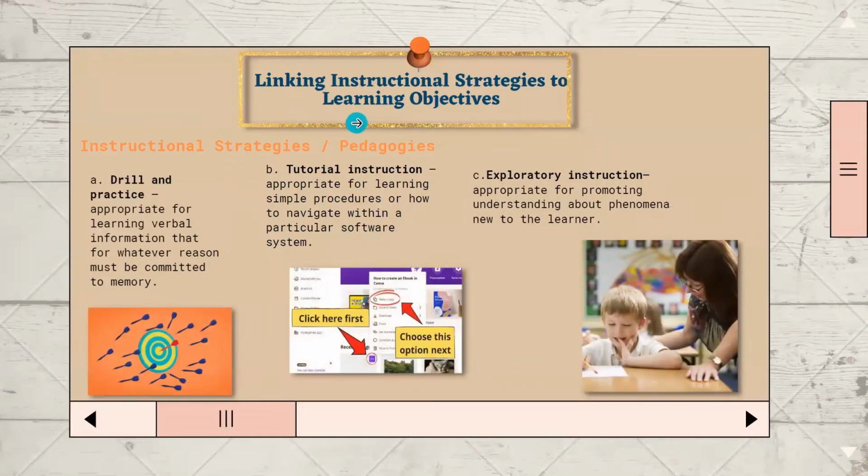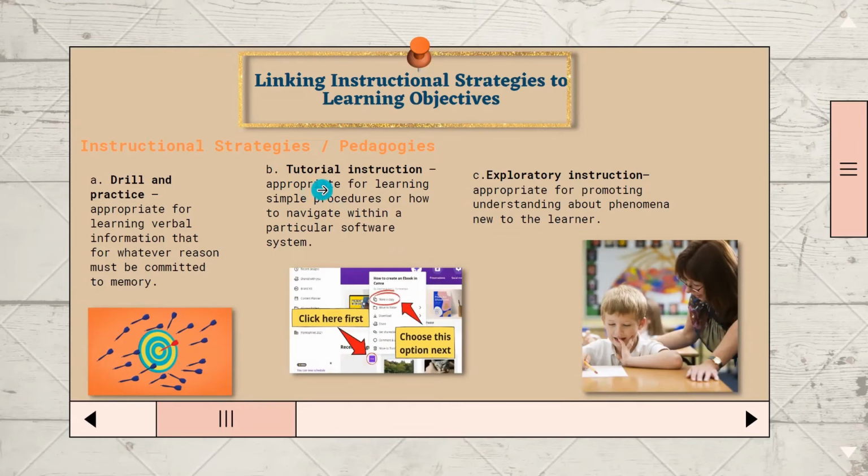Next is linking instructional strategies to learning objectives. So what are those instructional strategies or pedagogies? First is drill and practice. Drill and practice is appropriate for learning verbal information that for whatever reason must be committed to memory. It can be useful for motor skills, verbal information, and intellectual skills under discrimination and concept use.